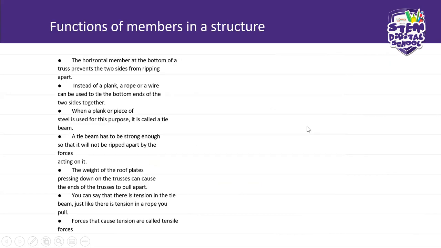Instead, a plank, a rope, or wire can be used to tie the bottom ends of the two sides together. Okay? But because we are doing a roof, we need that tie beam because it spans the distance from one wall to another. When a plank or piece of steel is used for this purpose, it is called a tie beam. All right.